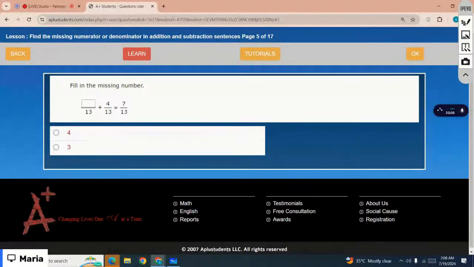Okay, fill in the missing number. So which number is missing? 4 plus what number makes 7? 4 plus 3 makes 7. So the missing number is 3. Got it?